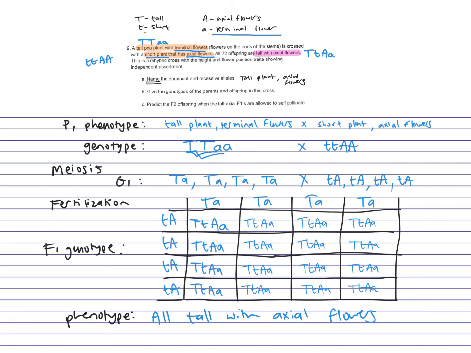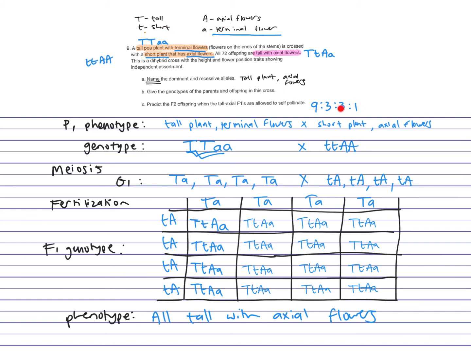This last question may seem like, how on earth do you predict that? But what you would have seen in one of the previous questions, where you had the two individuals that were both heterozygous for both traits mating, you ended up with a very important ratio where you have 9 to 3 to 3 to 1. The 9 is showing you that they've got both dominant traits. So you would have 9 tall with axial flowers. The 1 is showing you that they have both recessive traits. So you will have 1 short with terminal flowers.